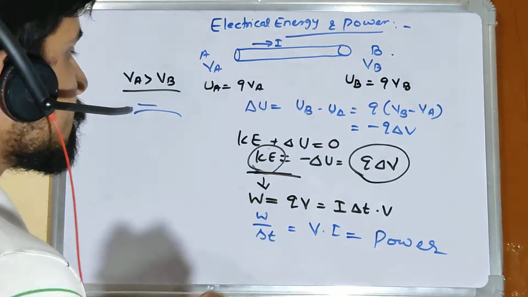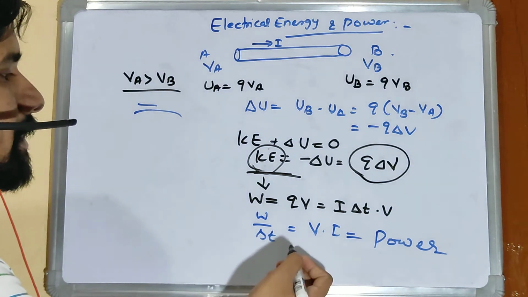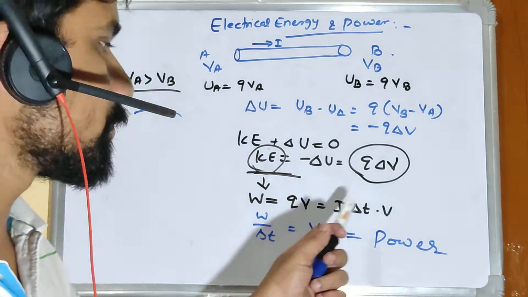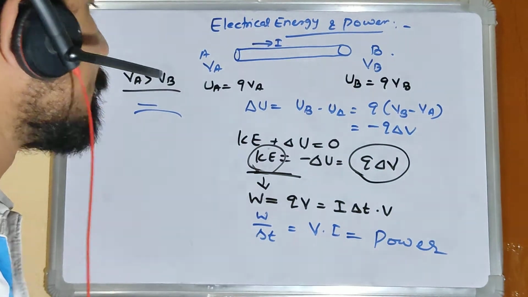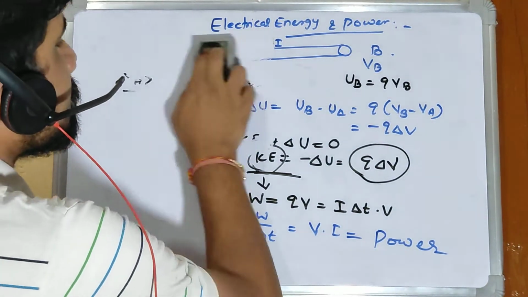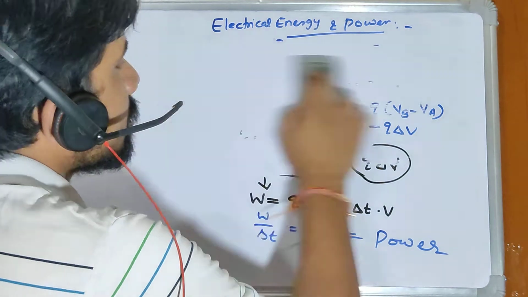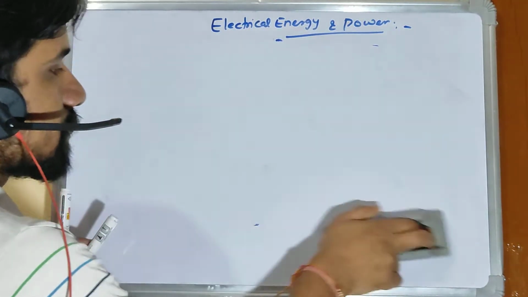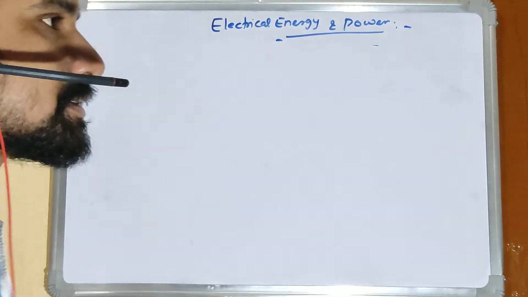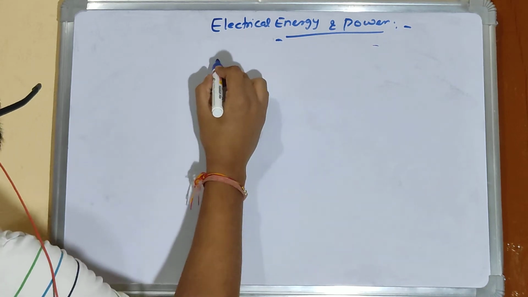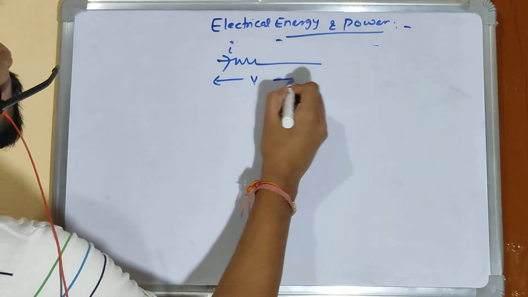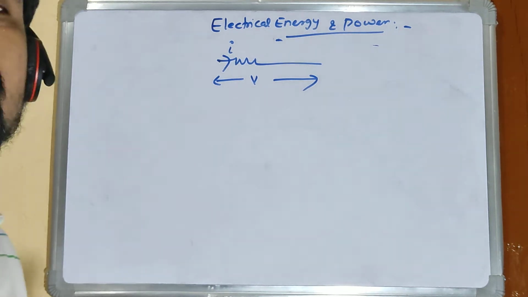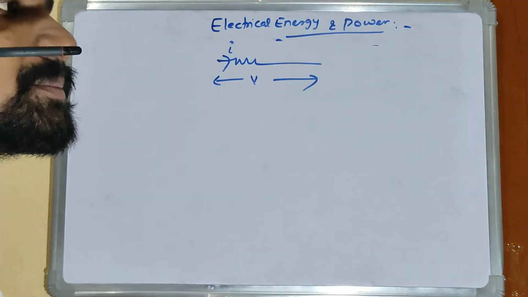And what about energy? Energy is V into I into T, which you can see. So let's say a resistor of resistance R carrying current I maintained through potential V, right? What is the power dissipated in this resistor?